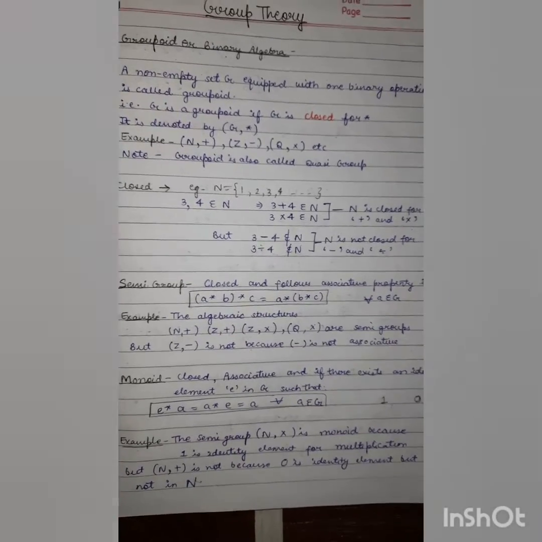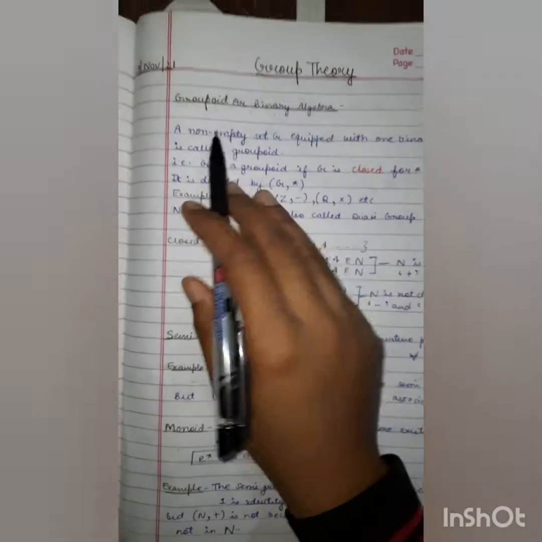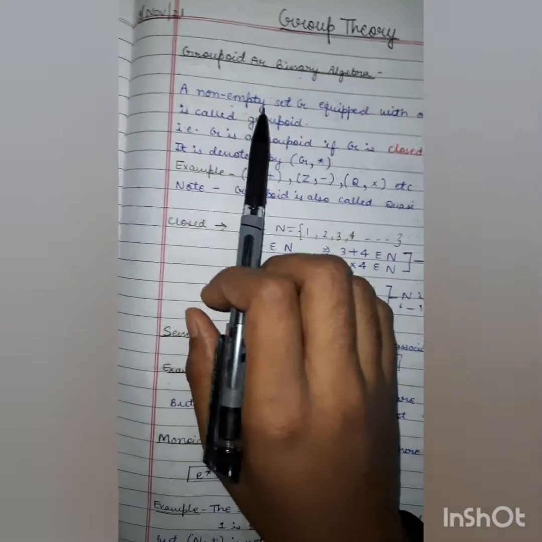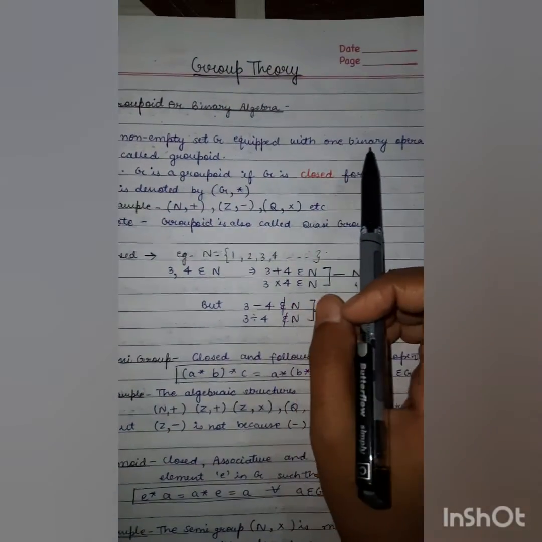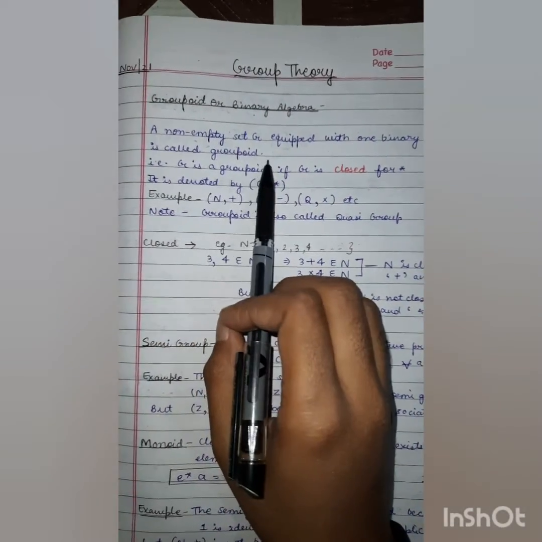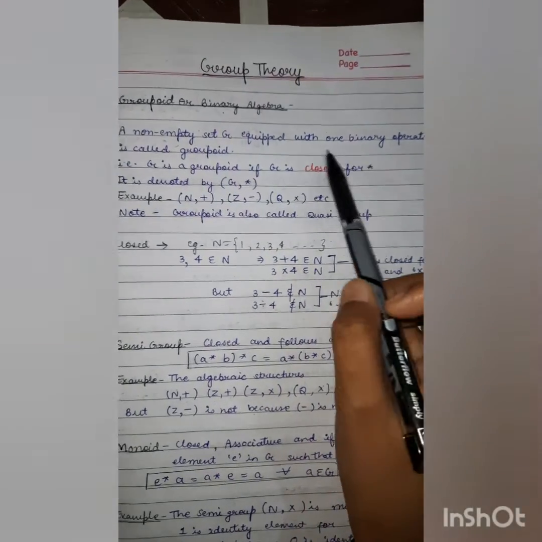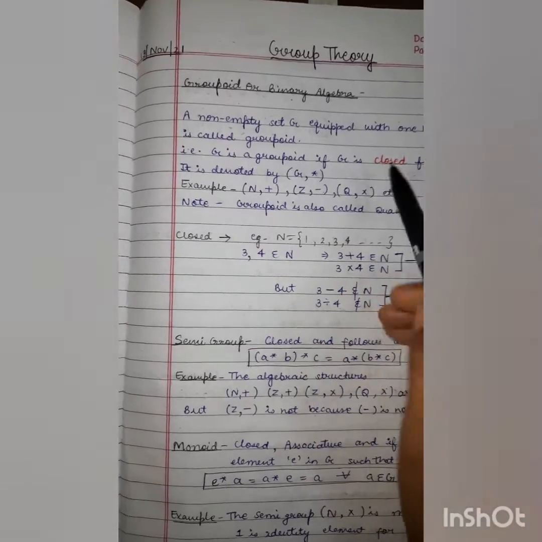Today, I am here to discuss the topic group theory. So, let us understand what is groupoid or binary algebra. A non empty set G equipped with one binary operation star is called groupoid. That is, G is a groupoid if G is closed for star operation. So let us understand what closed means.